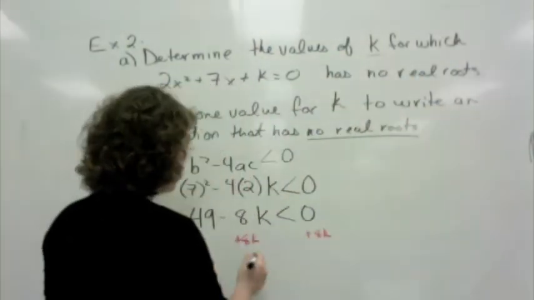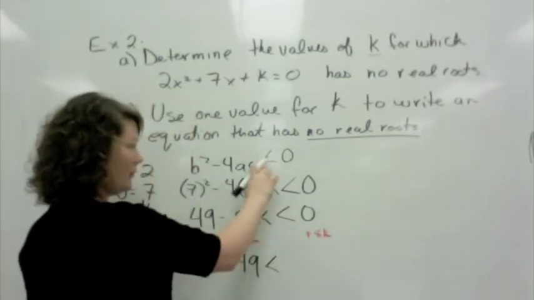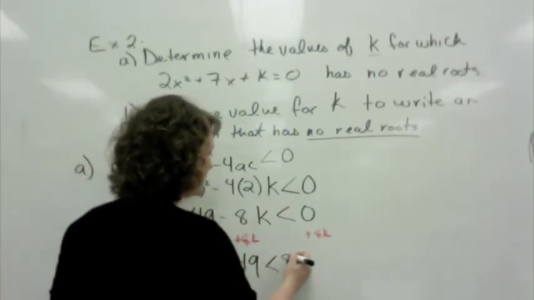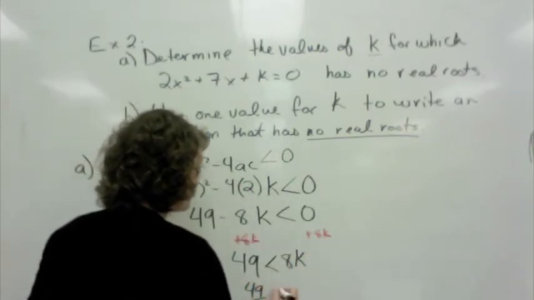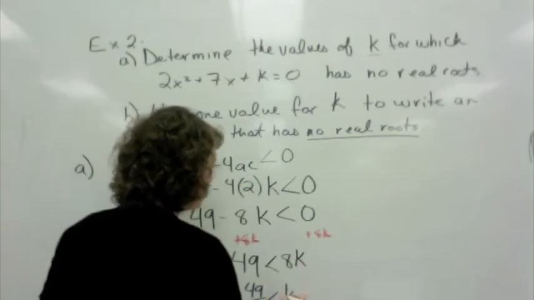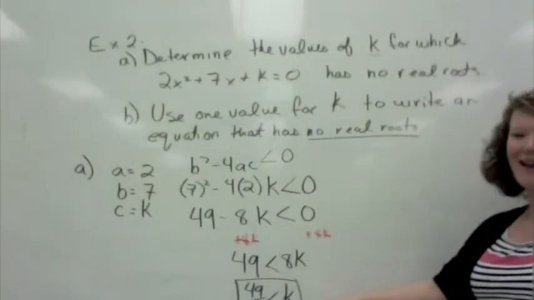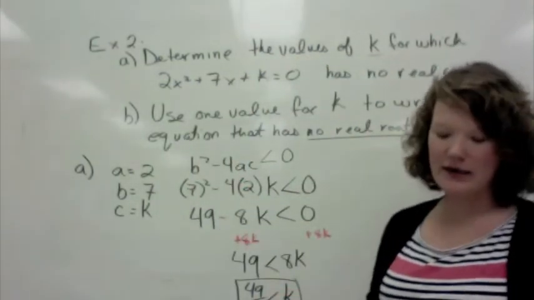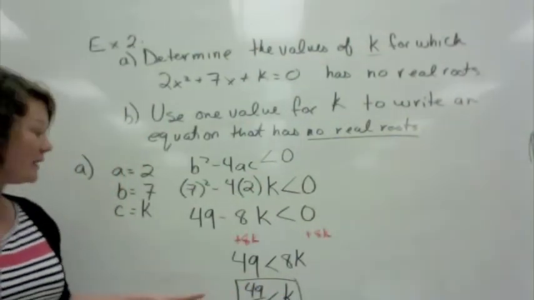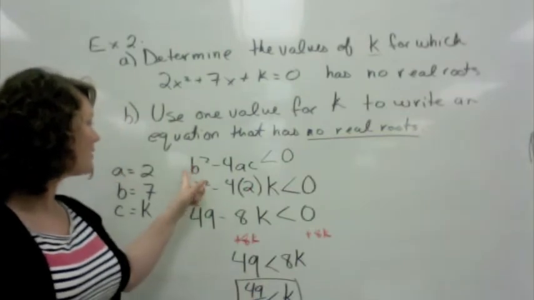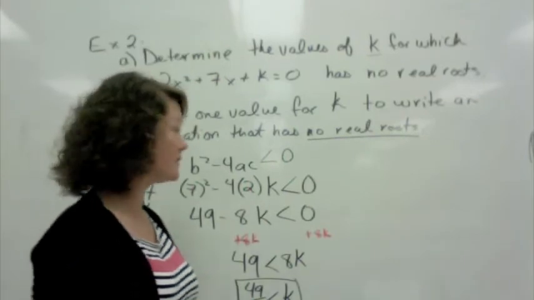So then we get 49 must be, for this to be true, 49 must be less than 8k. That means that 49 over 8 must be less than k. Or k is greater than 49 over 8. So when k is greater than 49 over 8, that means that the discriminant is less than 0, which means there are no real roots.